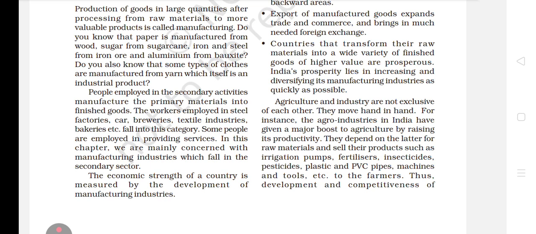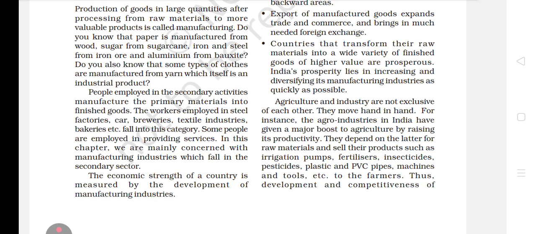First, we have learned about the primary sector. The primary sector is a sector in which what happens? In which we generate raw materials. We grow raw material. We bring raw material, isn't it? And in the secondary sector, what happens? We process that raw material, we manufacture it, and we make new finished goods, isn't it?